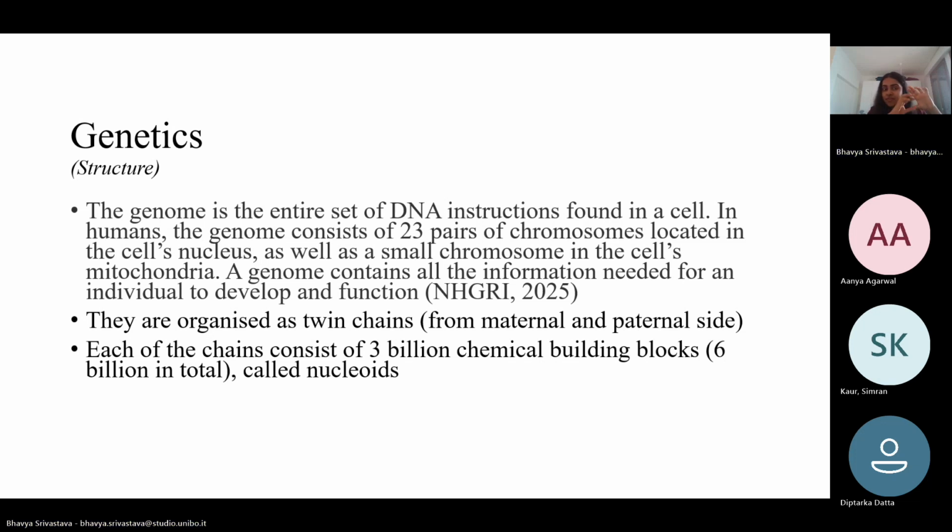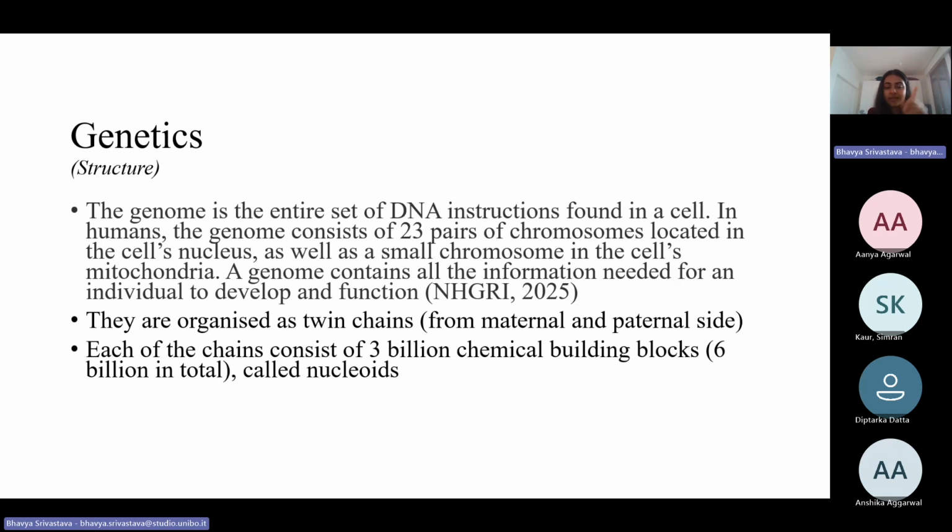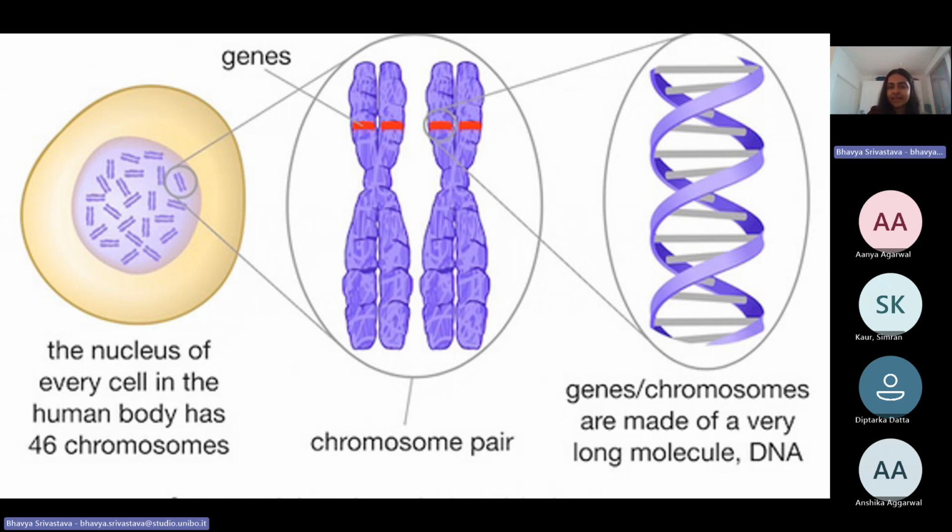And genetics relies on the study of these genomes, of these chromosomes. Now, the chromosomes are further divided into nucleotides, and these nucleotides are organized in twin chains, and they are 3 billion in number, 3 billion on one side. So there's a pair, which makes 6 billion in total. Let me just show this diagrammatically. You have the nucleus. The nucleus has the chromosomes in them, and each chromosome has a gene pair associated with it. So this becomes the genetic material that we focus on in genetic studies.